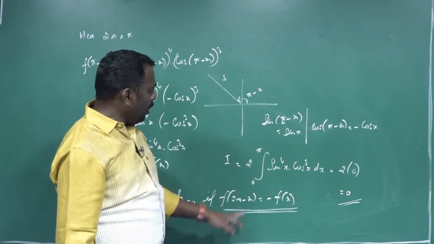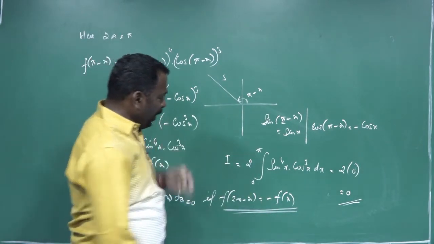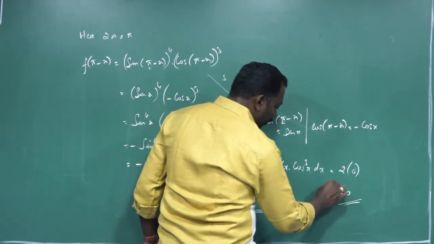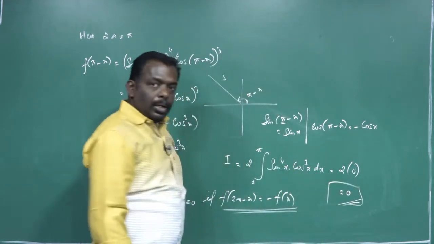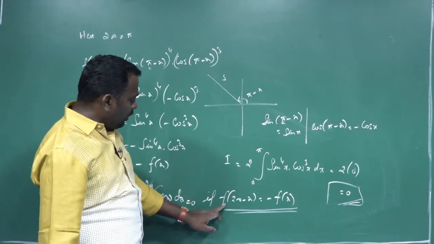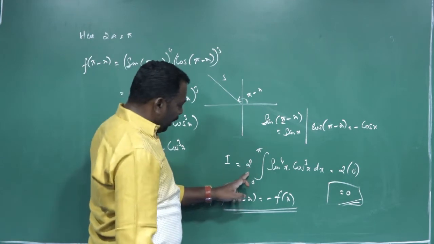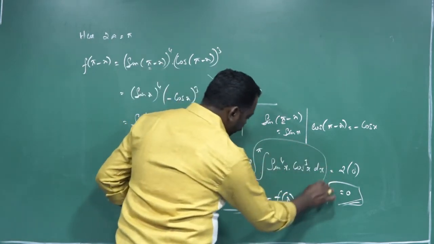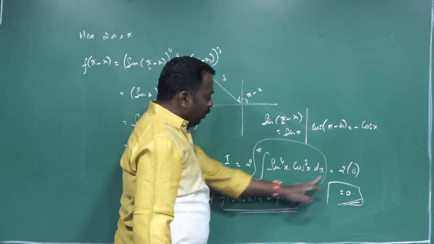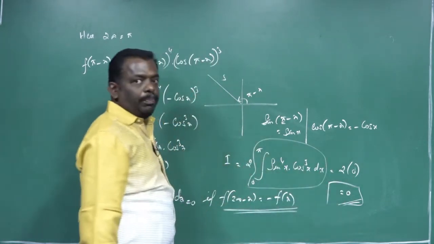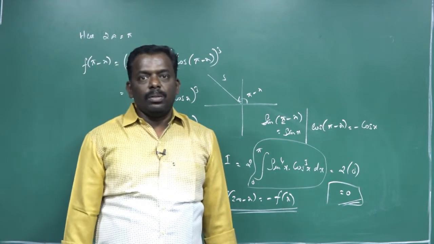Then I, the integral from 0 to 2π of sin⁴x cos³x dx, is equal to the final answer, 0. Are you clear now? This condition is satisfied, so the total integral is equal to 0. Now 2 times this total integral, the total integral value equal to 0, then 2 into 0 is equal to 0. Therefore the final simplification is equal to 0.